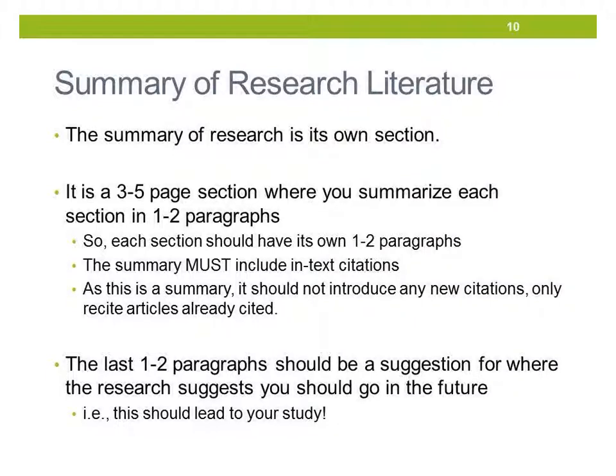Then the last 1 to 2 paragraphs are going to be a general conclusion that says, based on all the information you've told me, what future researchers should consider doing. And basically, when you're referring to future researchers, you're referring to yourself and what you plan on doing for your thesis, dissertation, or independent study or research project. So the last sentence or two should be that future researchers should consider doing X, with a brief one-sentence general description of your study.